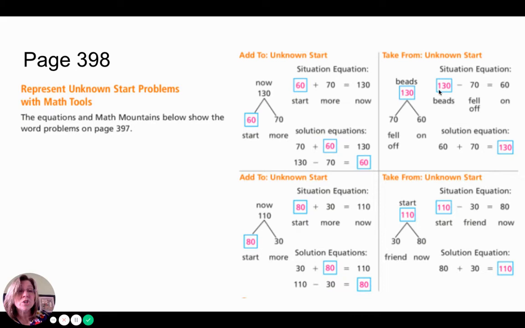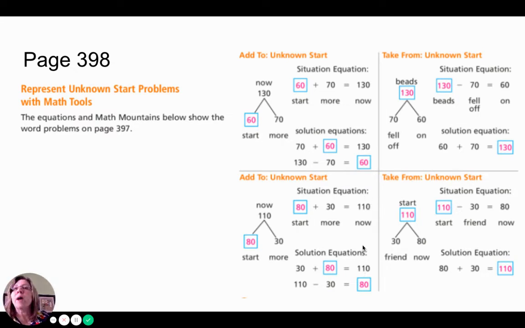This is the situation. These are the numbers that fell off or that are on. This is what she started with and what we're trying to figure out. The solution equation is what you're doing to figure it out. And what you're doing is you're adding 60 and 70, and that's how you're going to figure it out. Okay, so that's what situation and solution equations are.